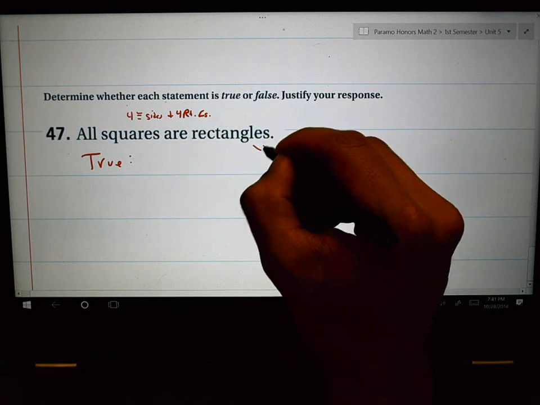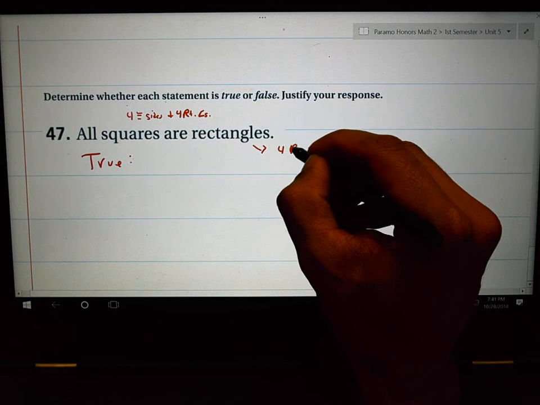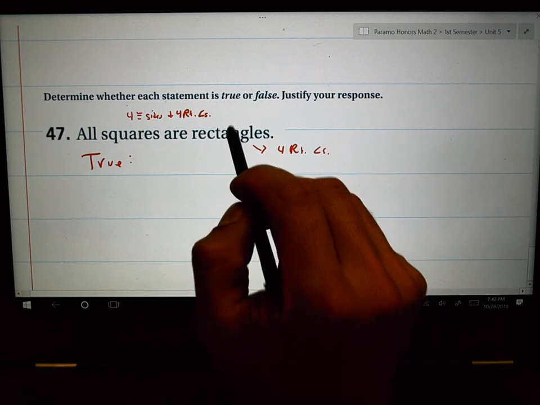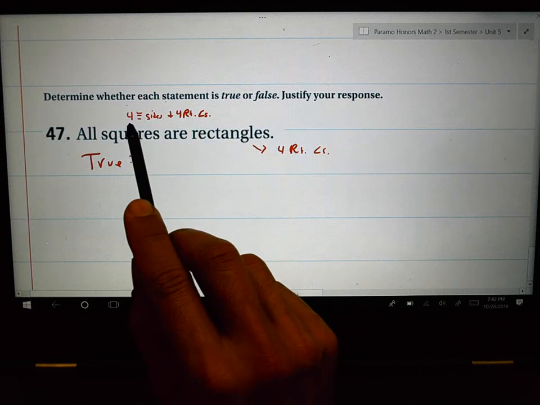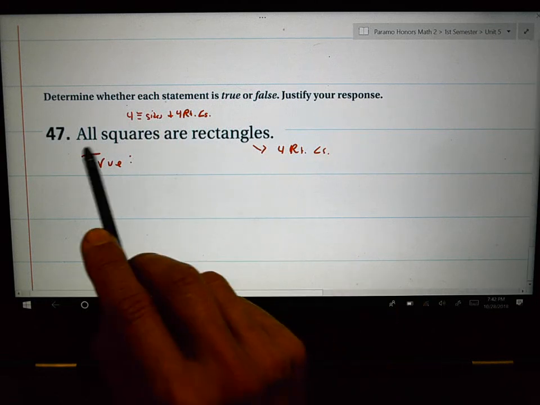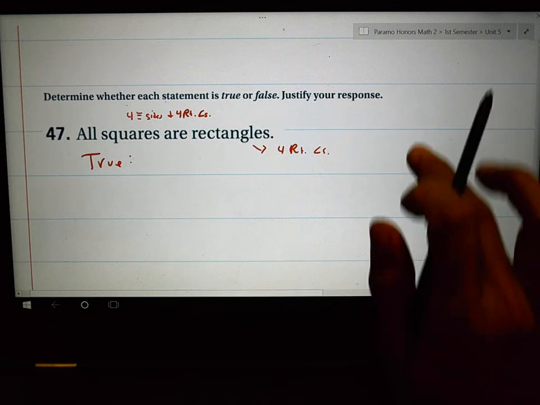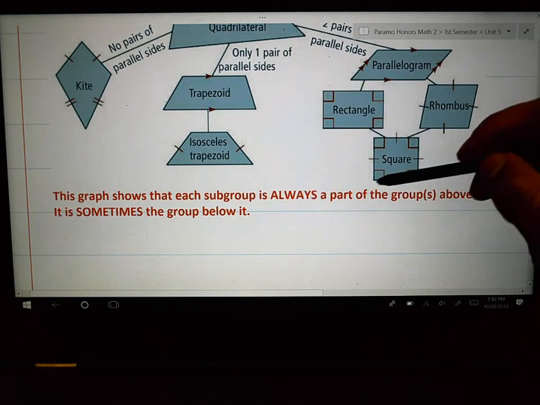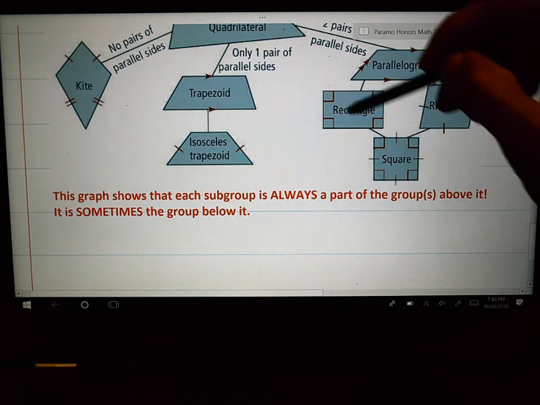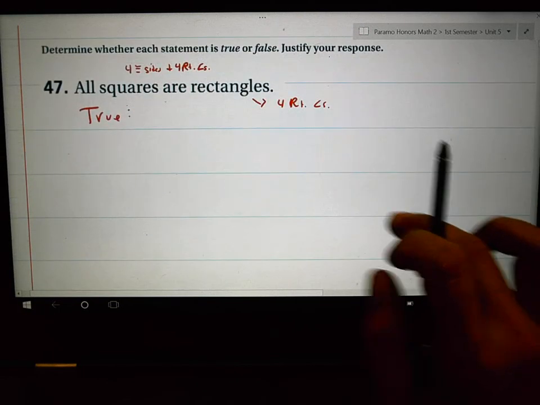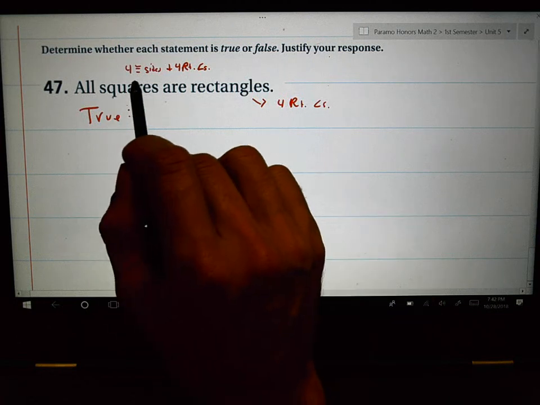Rectangles have to have 4 right angles and be a parallelogram. Squares have to be parallelograms. Rectangles have to be parallelograms. Squares have 4 congruent sides and 4 right angles. Rectangles have 4 right angles. All squares are rectangles, and using this chart, each subgroup is always a part of the group above it. Squares are always a rectangle. That's just how that works. It's true because they have the 4 right angles.